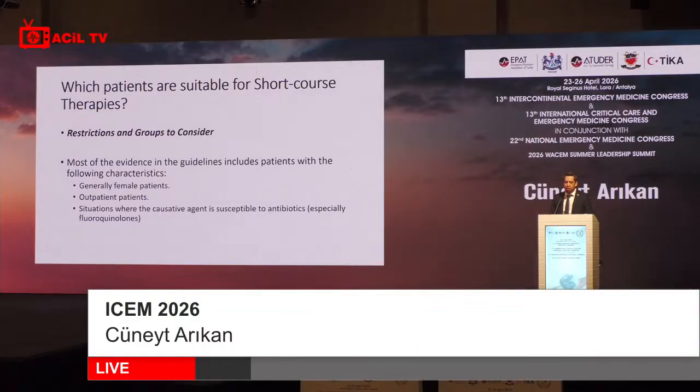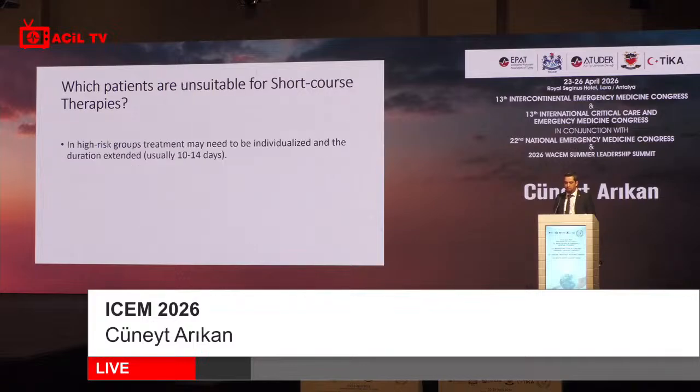But these regimens have some restrictions and groups to consider, because most of the evidence in the guidelines includes patients with the following characteristics: generally female patients, outpatient patients, and situations where the causative agent is susceptible to antibiotics. And which patients are unsuitable for short-course antibiotic therapy for complicated urinary tract infection? High-risk groups. In these groups, we usually use 10 or 14 day regimens.